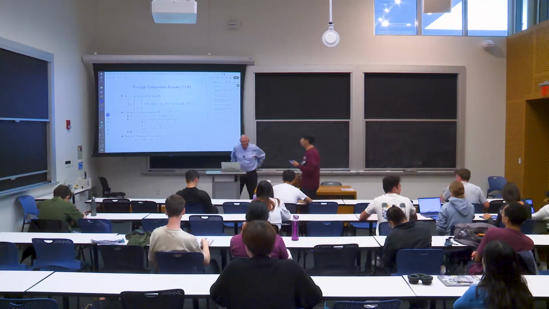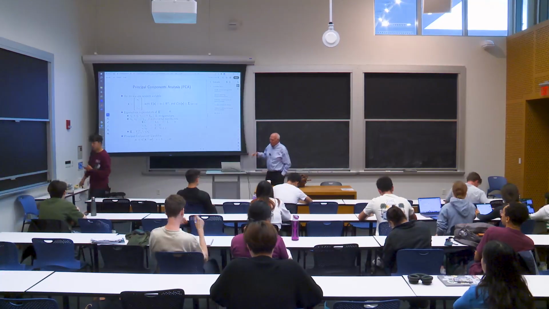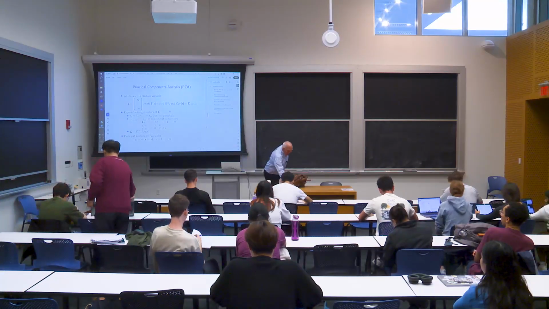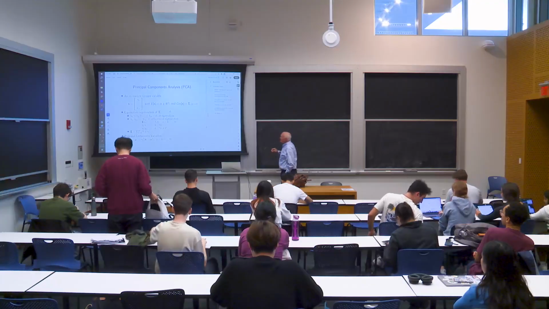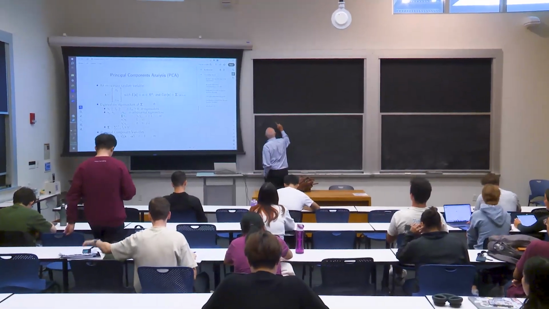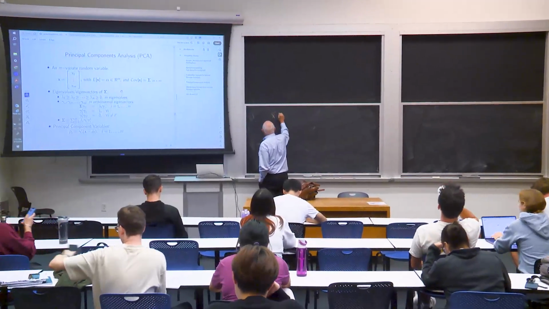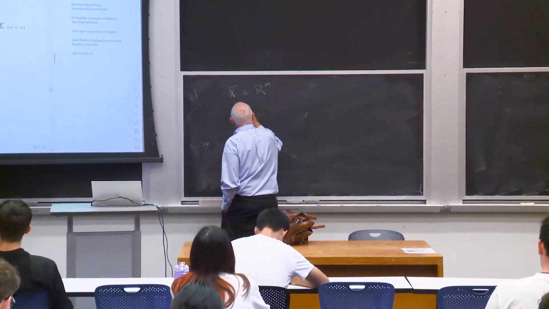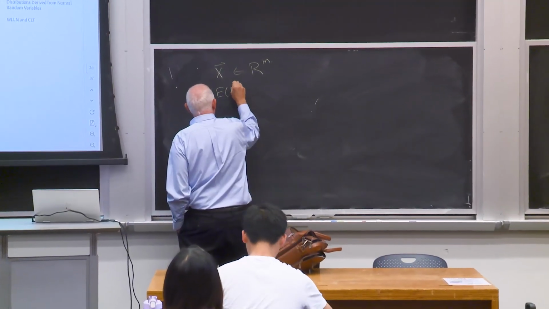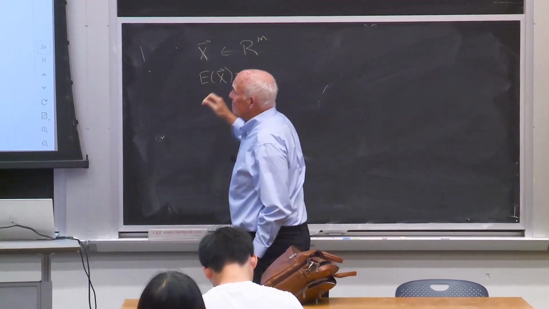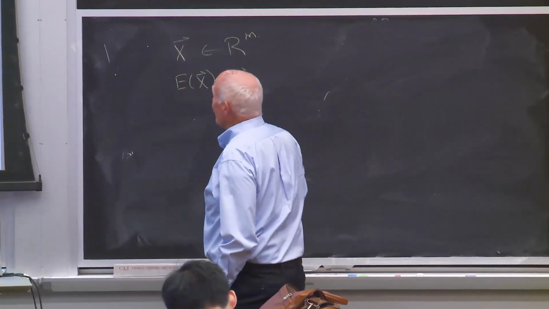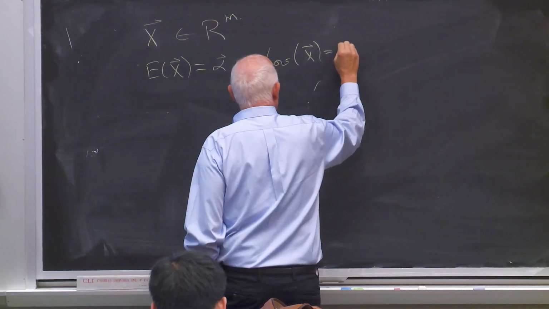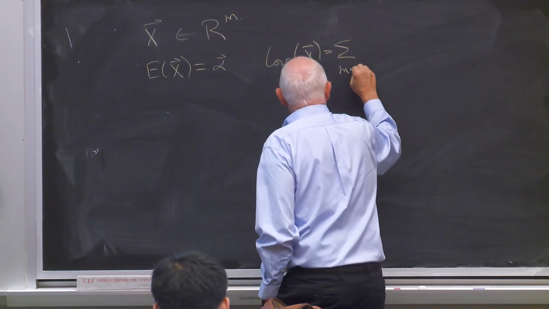All right, we'll get started. We're going to continue our discussion of principal components analysis. And what I want to emphasize with principal components is that we're dealing with a random vector x that's in m-dimensional space, and it has an expected value of alpha, say, and it has a covariance matrix given by sigma, which is m by m.